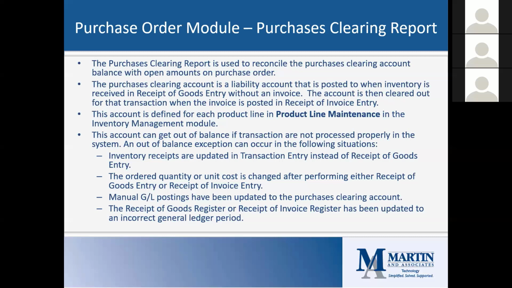so this account can get out of balance if transactions are not processed properly in the system. And here are some examples of when an out of balance could occur. If your inventory receipts are updated using transaction entry instead of receipt of goods. Okay, so you're not affecting the PO in that regard, but it still hit the PO clearing account, but it won't show up on the purchases clearing report. The order quantity or unit cost is changed after performing either receipt of goods or receipt of invoice. You make manual journal entries to the purchases clearing account, something you really should never do unless you're just trying to get the account back in balance. And then from there, you're going to keep it in balance.